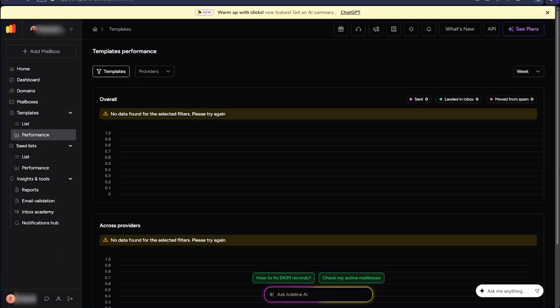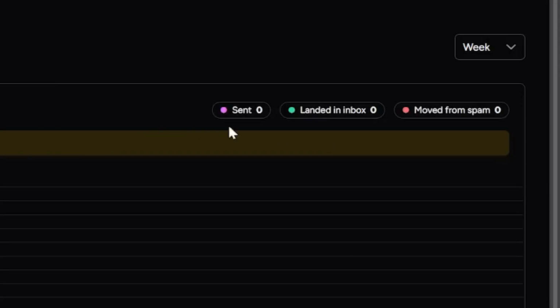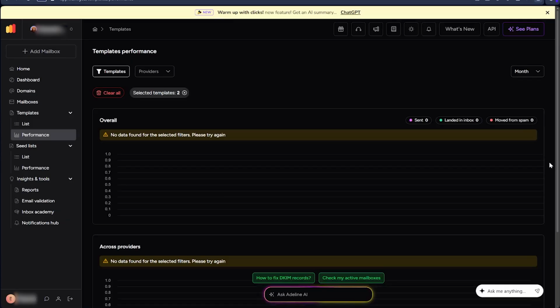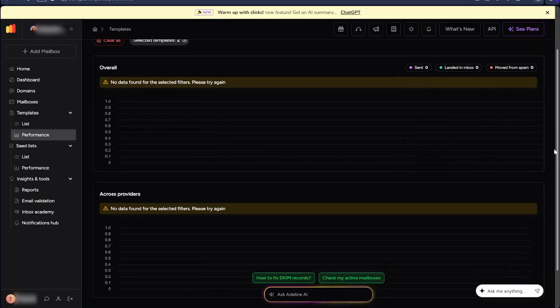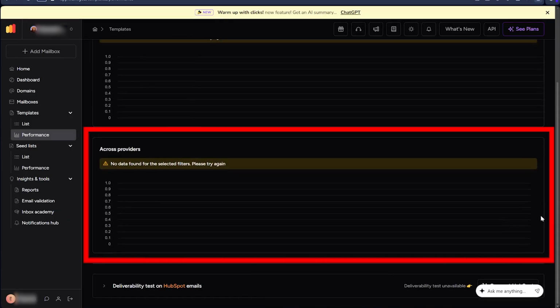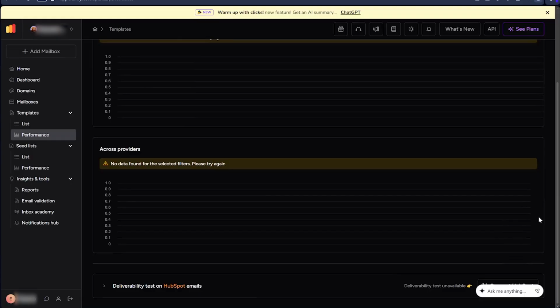over time. The overall chart shows aggregated activity for the selected templates, including how many emails were sent, how many landed in the inbox, and how many were moved from spam back into the inbox during warm-up. Below that, the across providers view breaks those results down by mailbox provider.